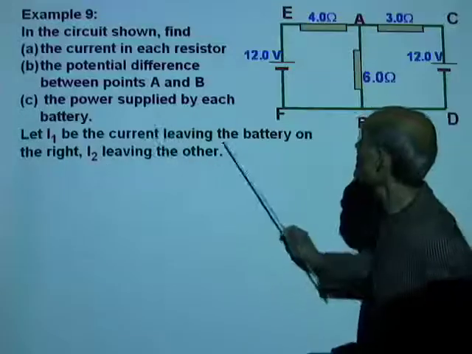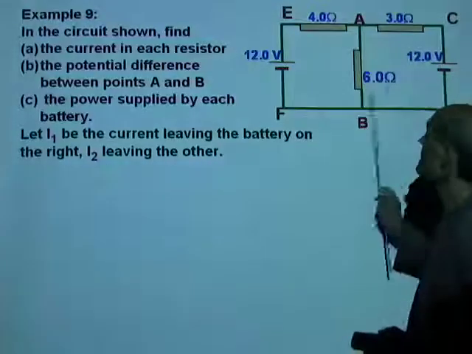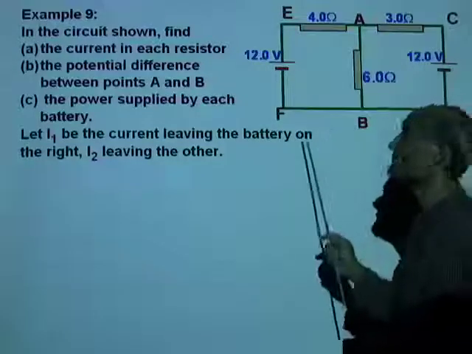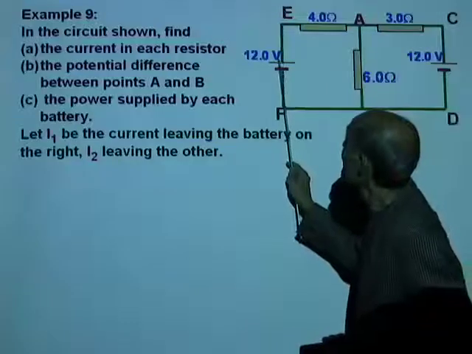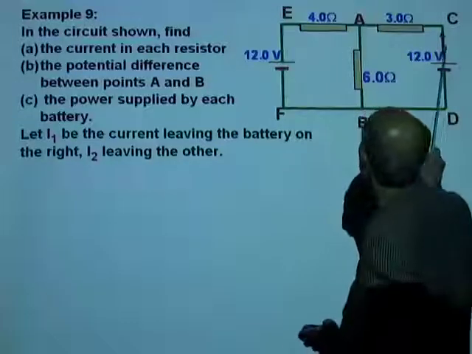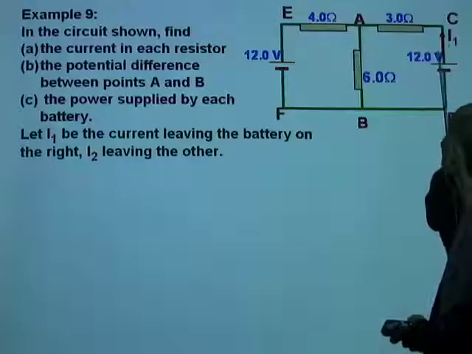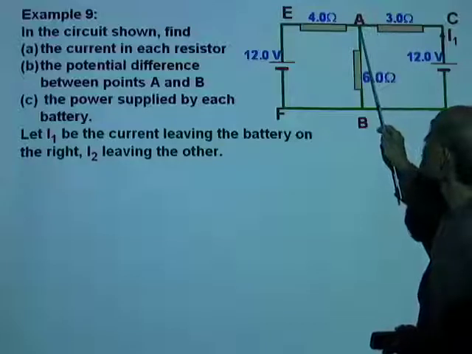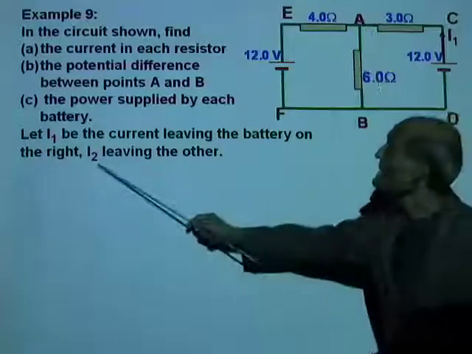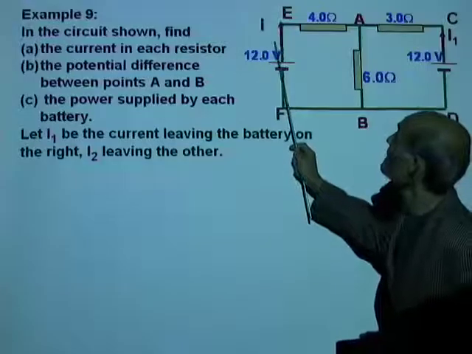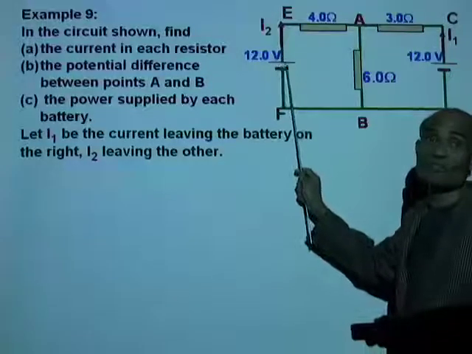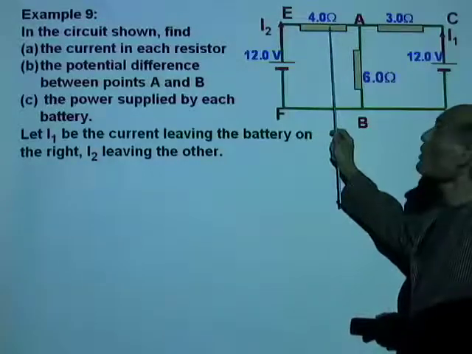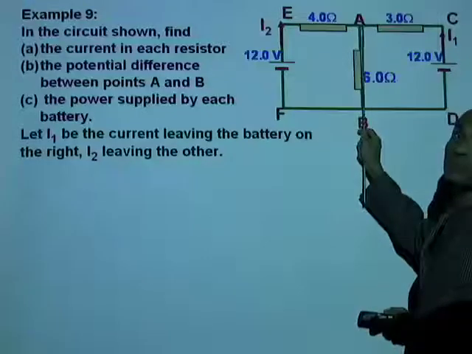Alright, let I1 be the current leaving the battery on the right. There is a battery on the right, a battery on the left. So let's assume that I1 is the current leaving the battery on the right. That I1 flows through the 3 ohm and reaches A. And let I2 be the current leaving the battery on the left. That I2 will flow through the 4 ohm and reach A here.